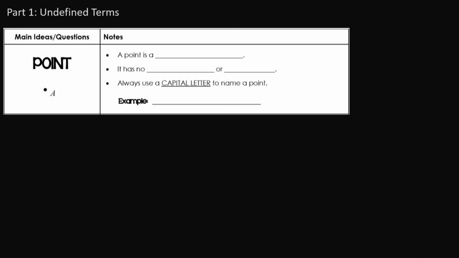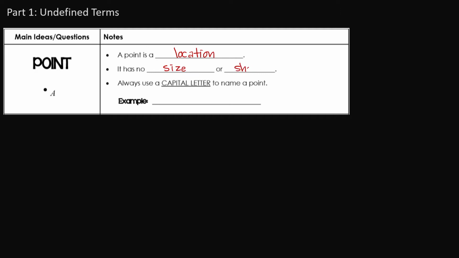So the first undefined term we're going to talk about are points. And points are just locations. Let me write that down here. Point is a location, just somewhere in space. Usually when we think of points, we think of coordinates on a grid. That's a good example of a point. But a point has no size or shape. It is just a location, nothing more.